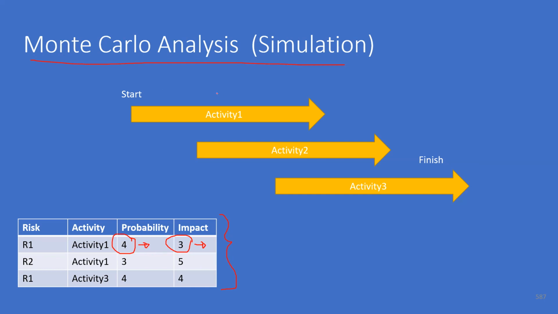So by running the Monte Carlo analysis, it will give us the optimal values for these probabilities and impacts. These are automated tools based on simulation techniques. So you give activities and their probabilities and impacts as an input, and the output is the ideal values for probabilities and impact after considering the correlation between the risks and stuff like that.